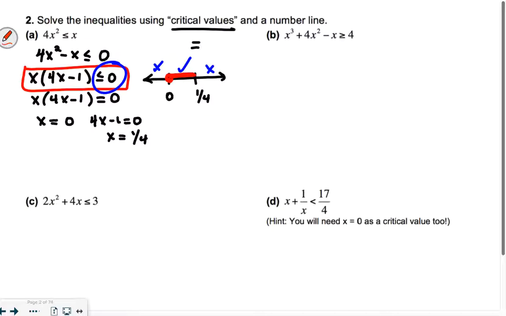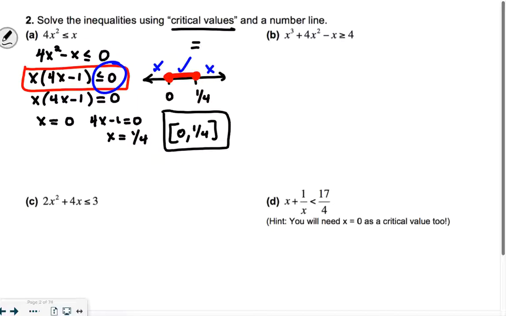So those are the ones that do make it work. Now if it just said less than 0, as we simplified, then we wouldn't include those. So if it works, it's a closed dot? Yeah, if it works, it's filled in. It's one of the solution set as well, so we have to shade it. So it's going to be bracket 0 to 1/4 is how we would write that in interval notation.